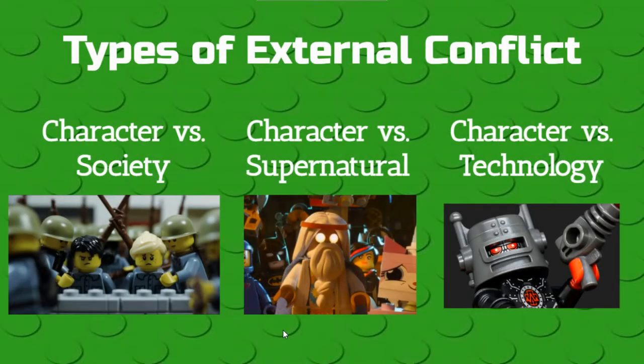We also have character versus society. This is the basis of a lot of dystopian stories where you have the protagonist who is being oppressed or has to fight injustice based on the rules of a society or the laws or the structure. Character versus supernatural, that's when you have an evil wizard, say, or ghosts, or gods and goddesses.